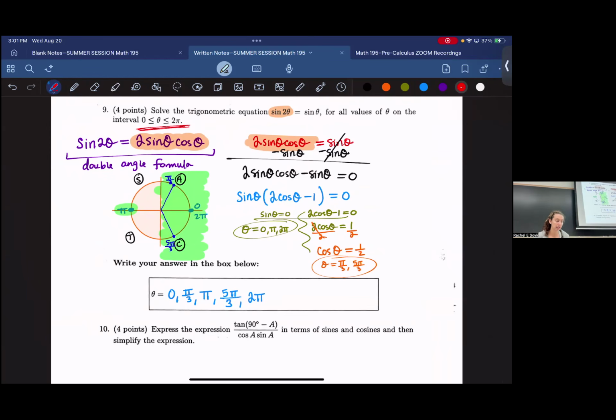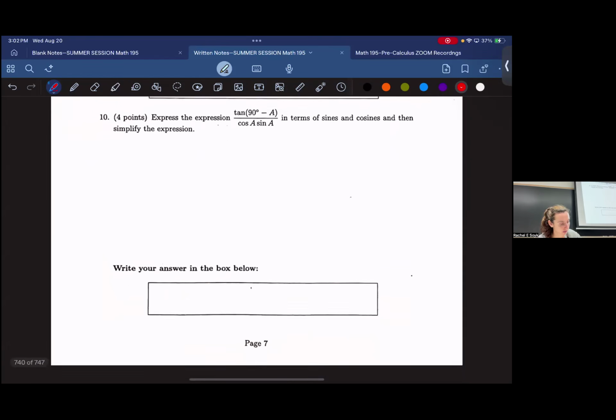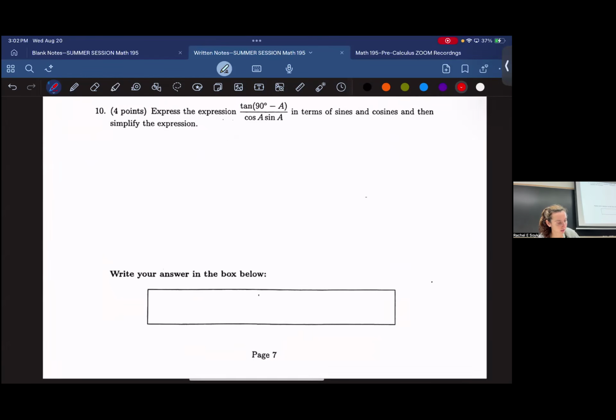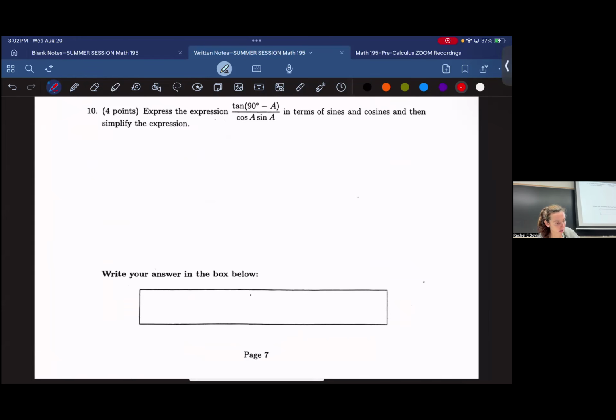Question 10 deals with a cofunction identity, that tan 90 minus a. So let's solve this. 90 degrees is the same as pi over 2. So we can look at this as tan of pi over 2 minus a, if that looks familiar.